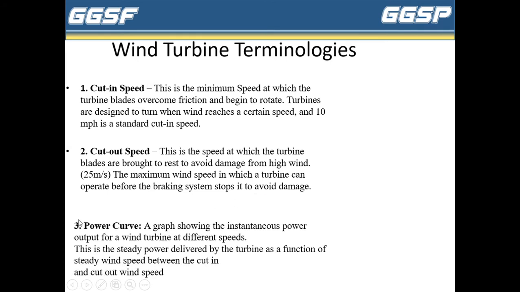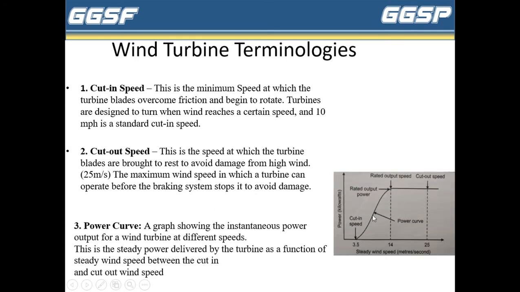Let us see what the power curve is, and what its application is. It is a graph showing the instantaneous power output of a wind turbine at different wind speeds. This is the steady power delivered by the turbine as a function of steady wind speed between the cut-in and cut-out wind speed. It means the power curve shows the output between the cut-in speed and the cut-out speed.